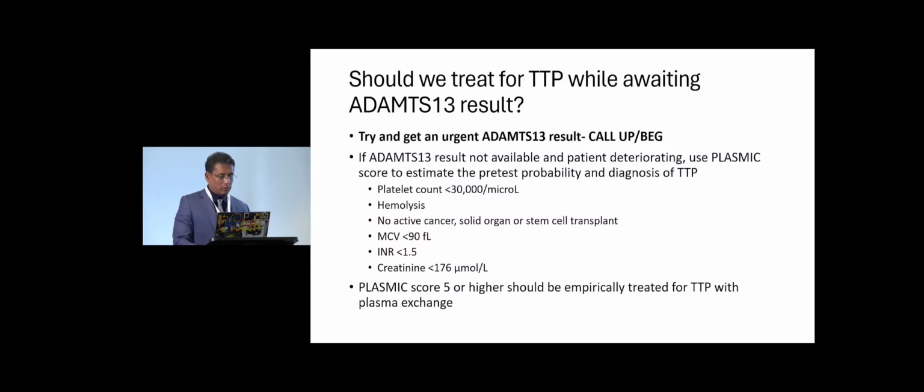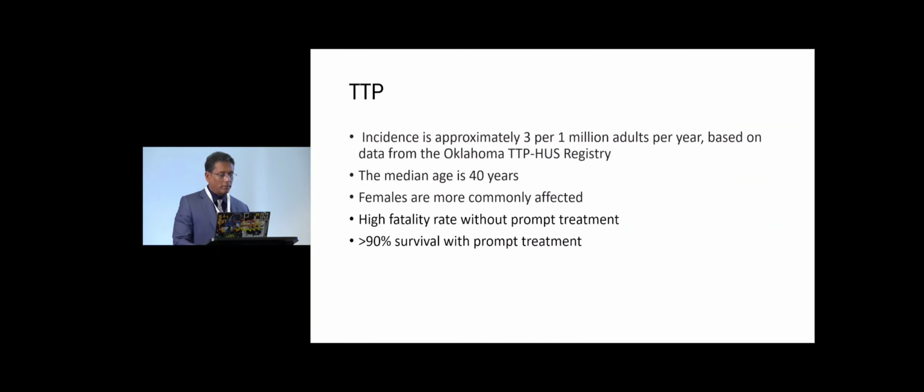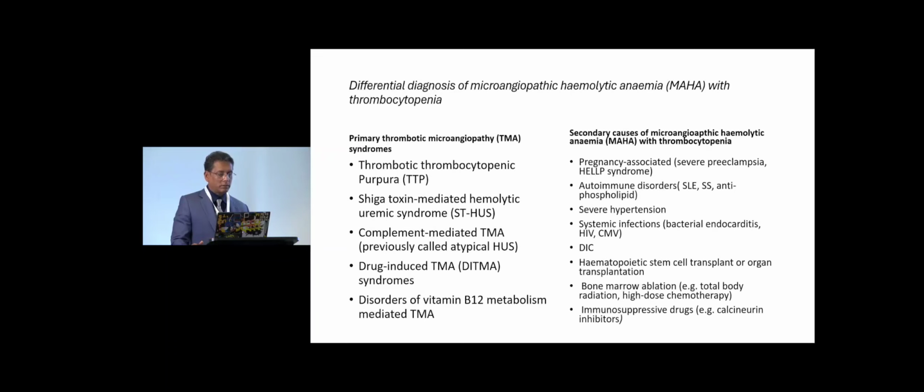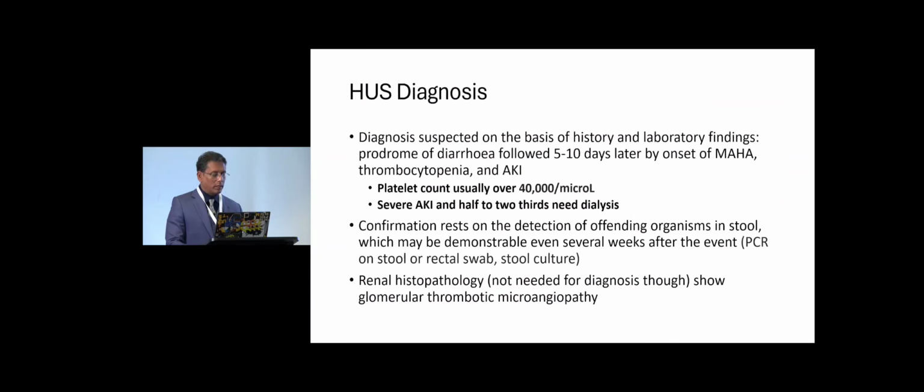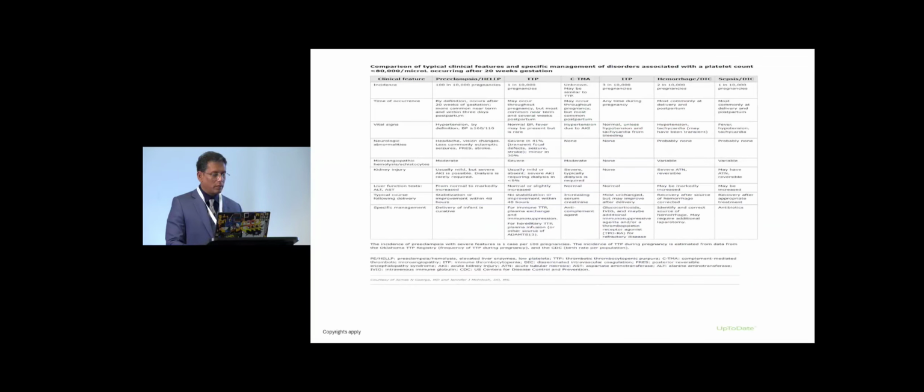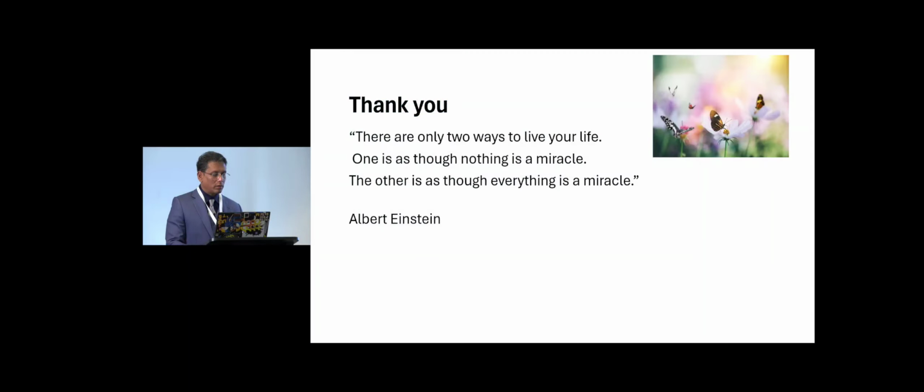So I'll just quickly go back and remind ourselves of this. Secondary causes could be pregnancy associated with severe eclampsia, HELLP syndrome, lupus, systemic sclerosis, antiphospholipid syndrome, severe hypertension, infections, DIC, stem cell transplant, organ transplant, bone marrow ablation, and calcineurin inhibitors. And I think I have come to the end of my talk.